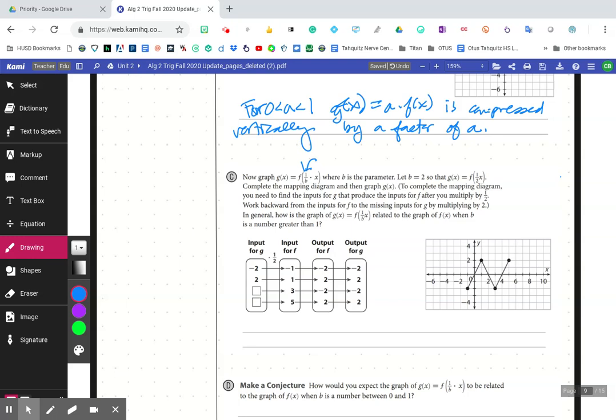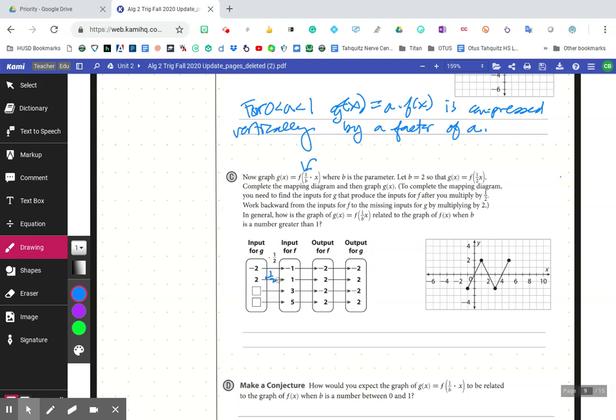To complete this, you now need to find the inputs that produce the outputs. You work backwards, you're basically multiplying by 2. And then in general, I don't use this one as much. We tend to do the vertical stretch and compression. I'm going to show this to you, but we're probably not going to focus on this one quite as much.